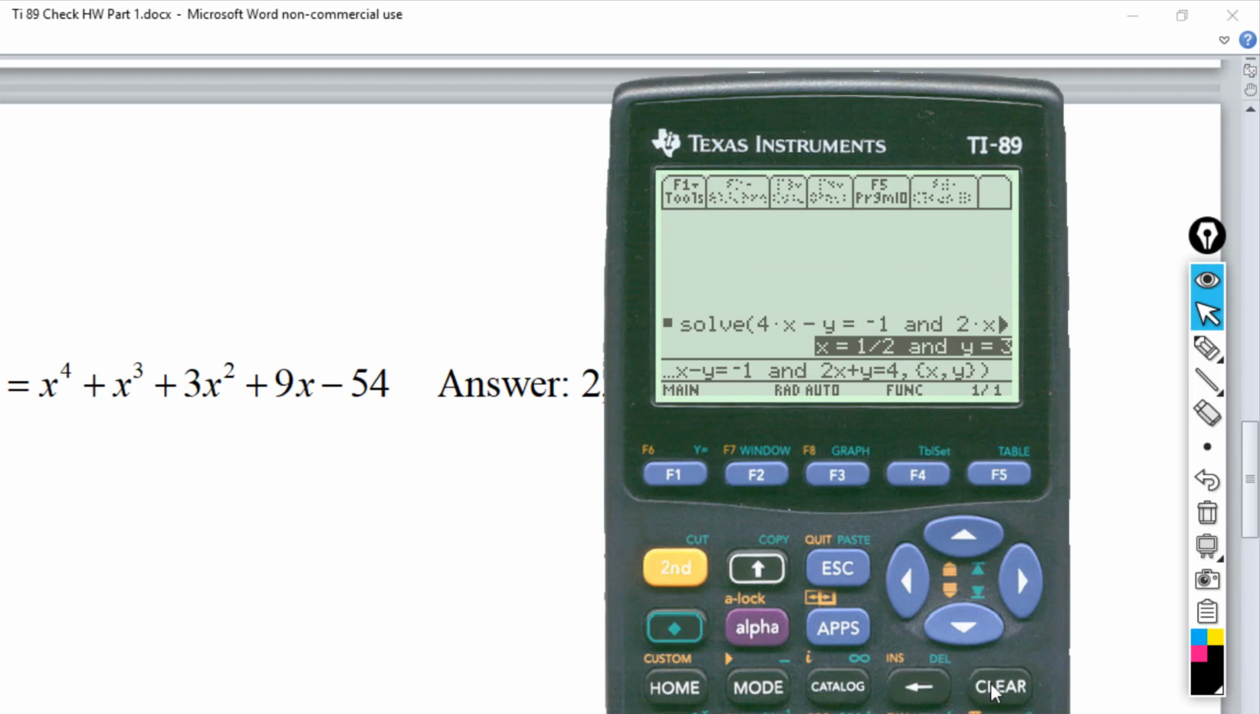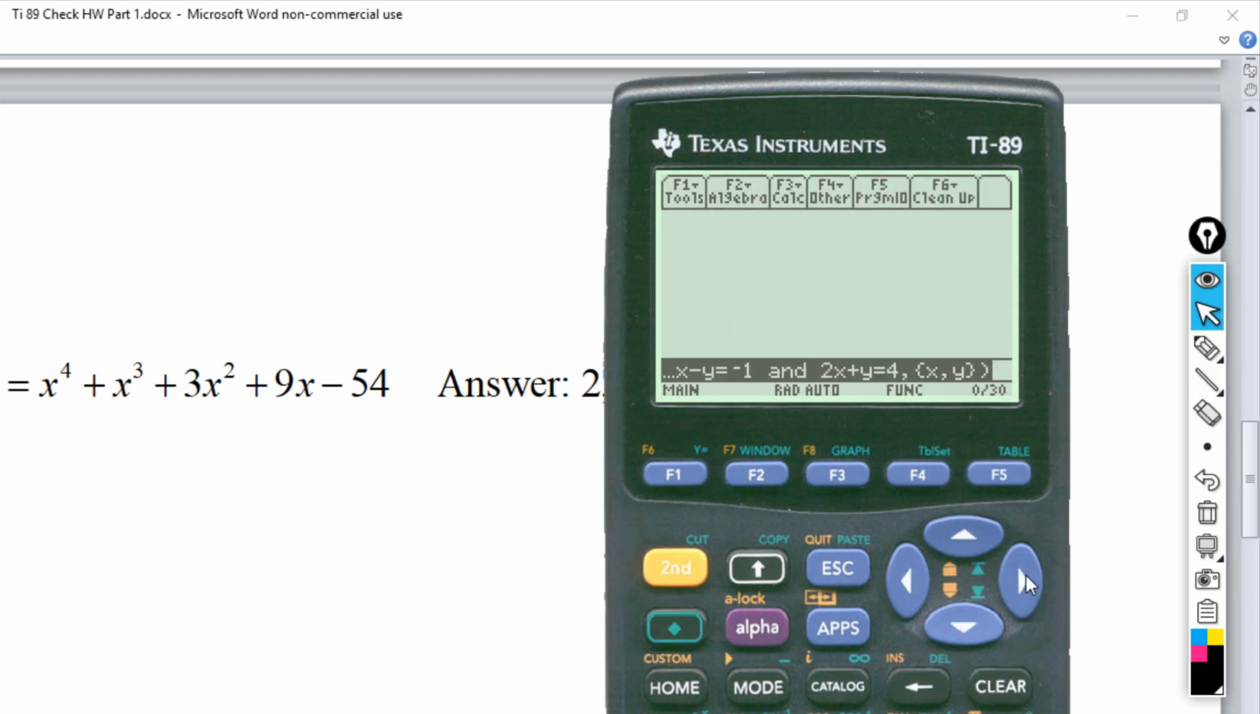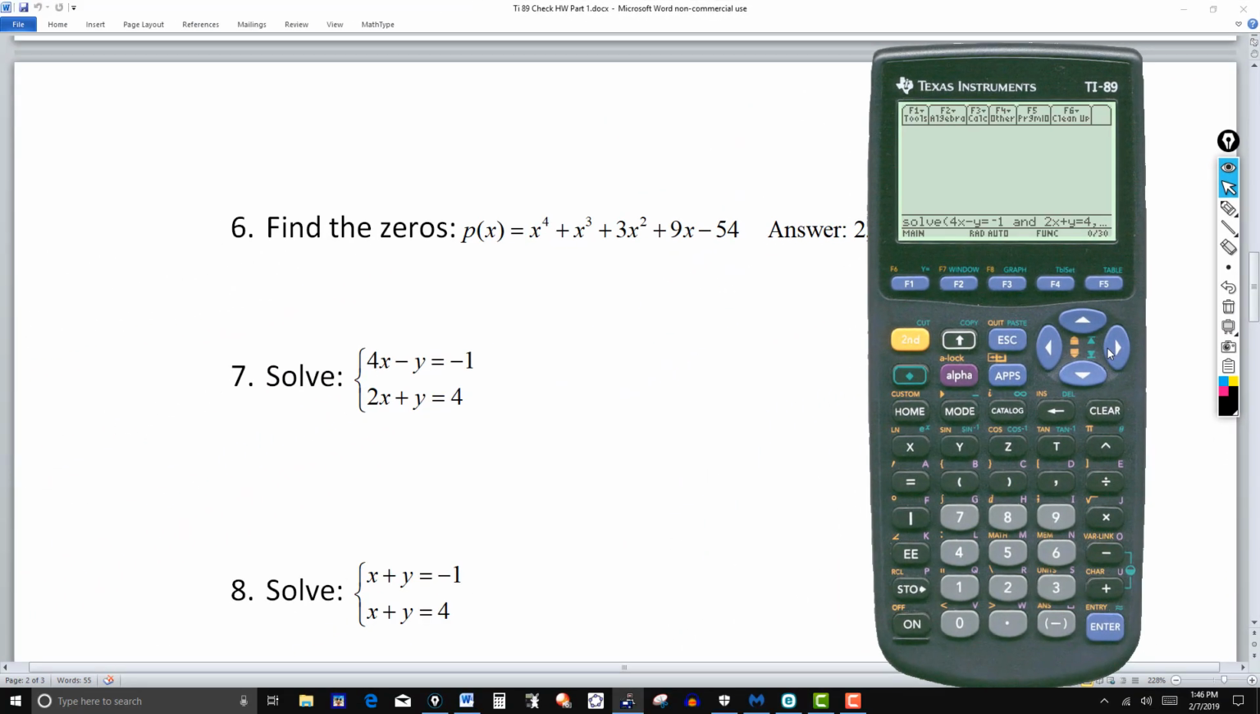Okay, so now the next one is x plus y is equal to -1. X plus y is equal to 4. That one, of course, should be obvious. That is no solution because x plus y is equal to -1 and x plus y is equal to 4. That would mean that -1 is equal to 4, which is a contradiction. Okay, so you should be able to tell that's no solution.